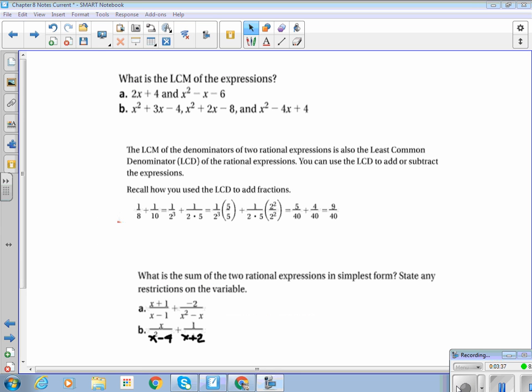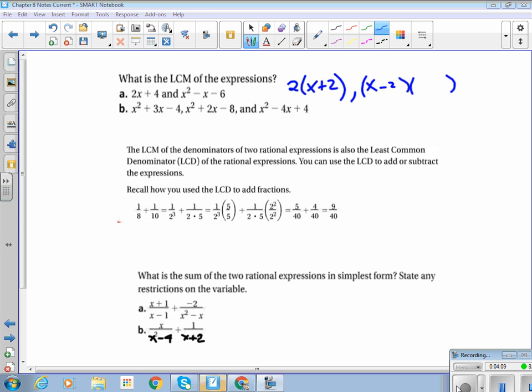All right, so let's practice that. A says, what's the least common multiple of 2x plus 4 and x squared minus x minus 6? The first thing we're going to do is factor each of these items. So 2x plus 4 factors to 2 times x plus 2, and x squared minus x minus 6 factors to x minus 3 times x plus 2.